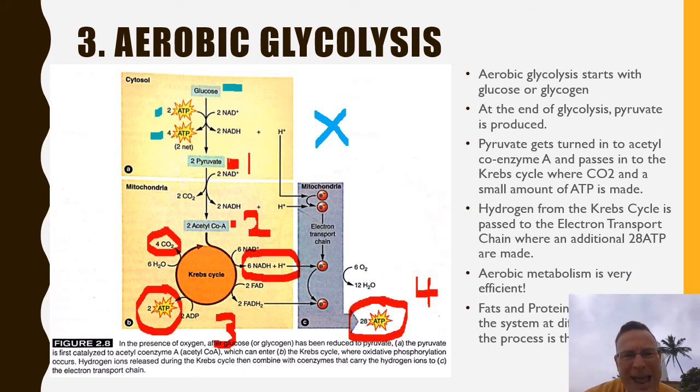So if we think about that net gain, if we started with glucose, we started with 2 at the end of that initial breakdown. We created another 2 after that Krebs cycle. But when we get to that electron transport chain, we create another 28 molecules of ATP. So you can see how much more efficient that aerobic energy system is.